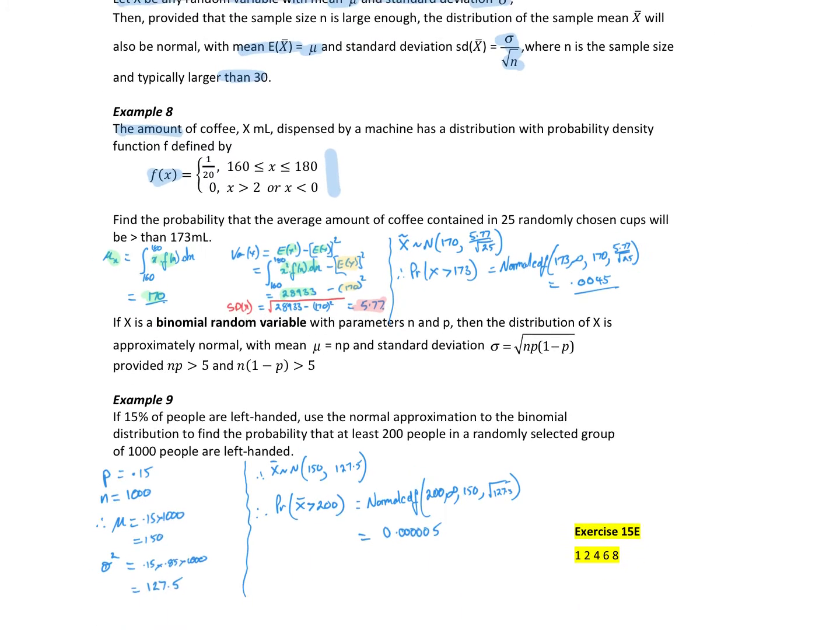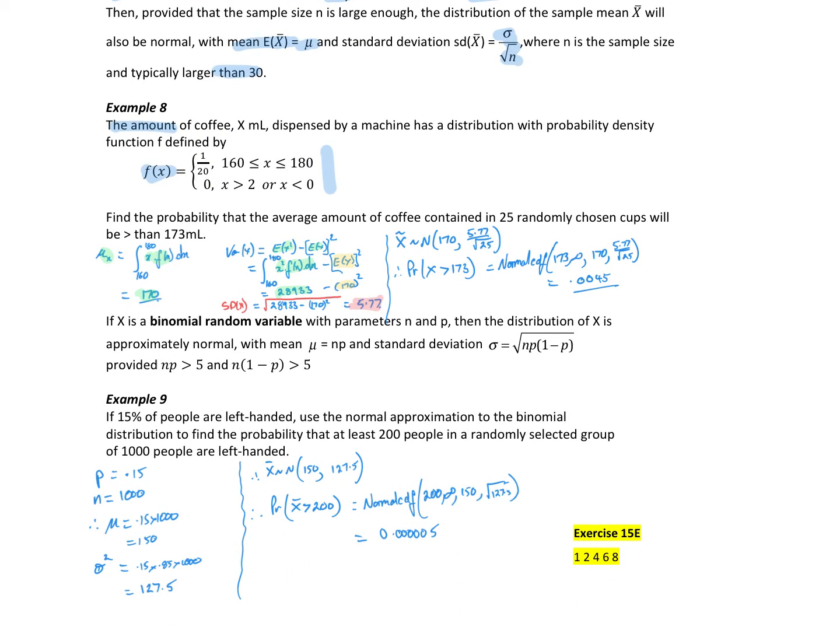So now, if I want to look at the probability of my average cup, the average of the 25 cups being greater than 173 mils, well, it's going to be normally distributed. I want it to be from 173 to infinity. The mean of this distribution is 170. We worked that out over here in the first part. The standard deviation of this distribution is my 5.77 over the square root of 25 because there was a sample of 25. And that gives me 0.0045.